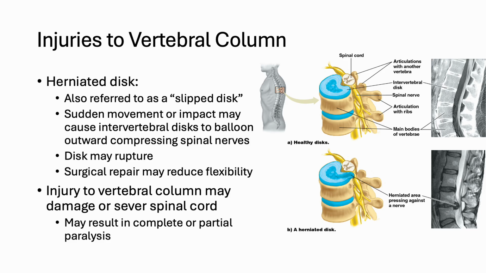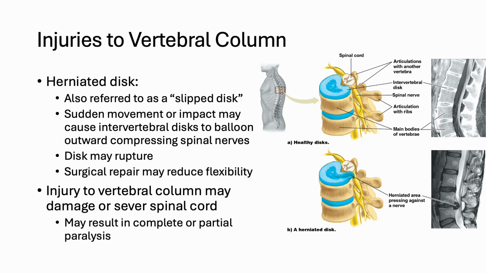The vertebral column can suffer injuries that affect both the bony structures and the spinal cord. One common problem is a herniated disc, which is also known as a slipped disc. This occurs when an intervertebral disc bulges outwards, often due to sudden movements or impacts, and compresses nearby spinal nerves. Pressure on these nerves can cause pain, numbness, or weakness along the affected pathway. In severe cases, the disc may rupture, releasing its inner material and worsening nerve compression.